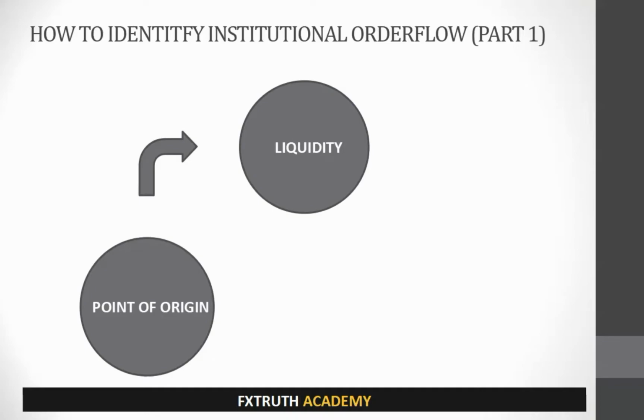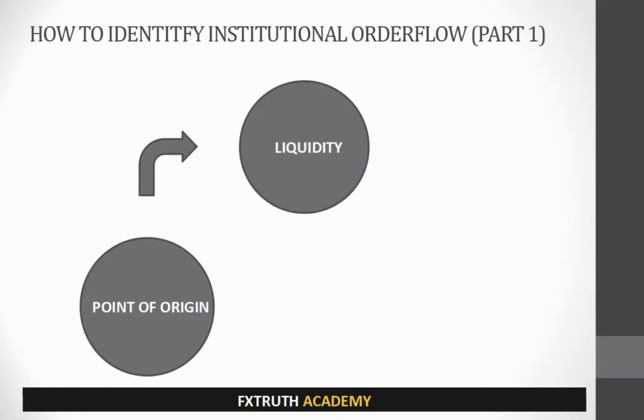I said every movement in price is from one liquidity to another liquidity. So the point of origin actually must be from a point of liquidity, you understand? So every institutional order flow must start from a point of origin, and that point of origin must be an area of liquidity, you understand?